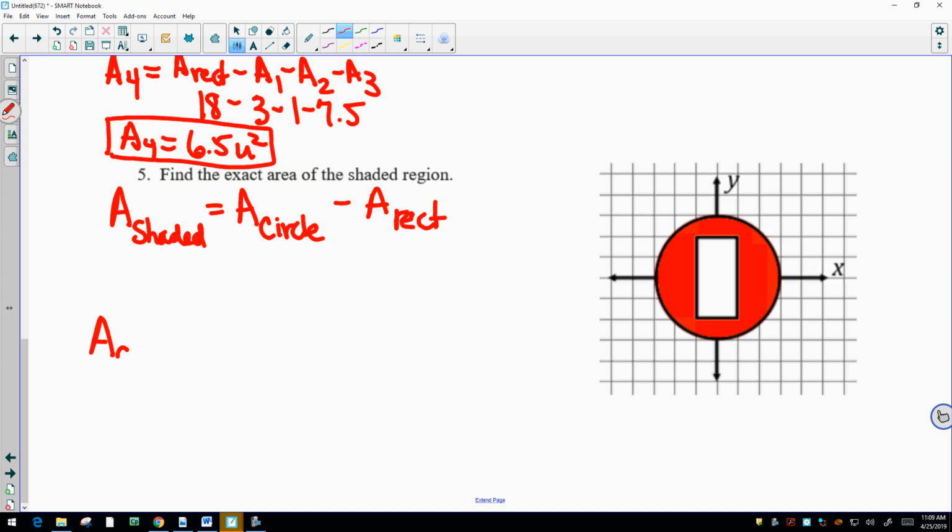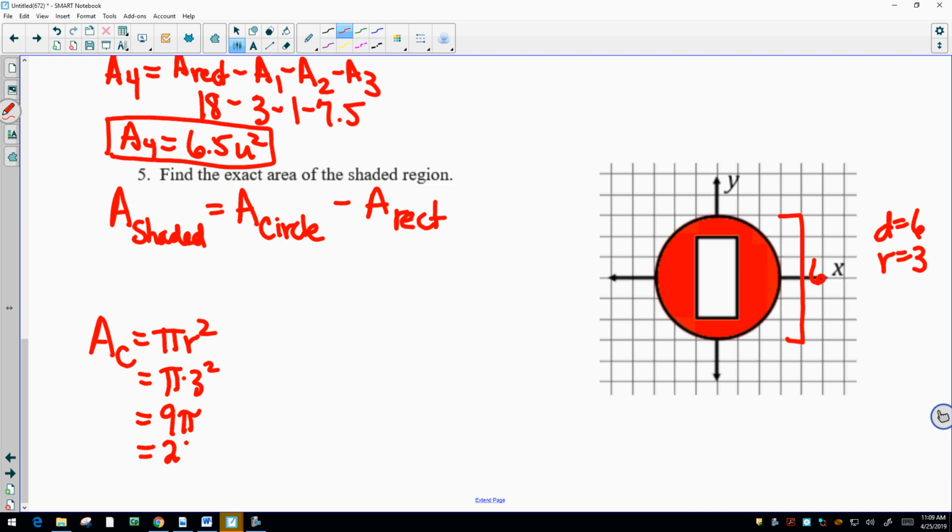Area of the circle. And we know that our formula here is pi r squared. So we need the radius. Well, if I count this whole thing, going all the way top to bottom, that's my diameter, and I can see that that's 6. So if my diameter equals 6, that means my radius equals 3. So I'd have pi times 3 squared, and that would give me 9 pi. Again, that's exact. If I rounded, I could tell you it's about 28.27 centimeters squared.